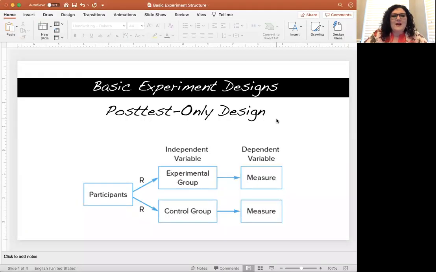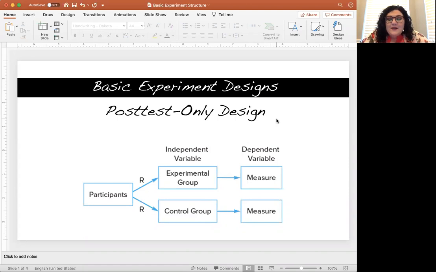Hello, everyone. Thought I would jump on and take a minute to explain to you guys the basic experiment designs and the structures that your book reviews for those. I had a question about this and I want to make sure that you guys have some good understanding and examples of the types of studies that would be used in these designs.